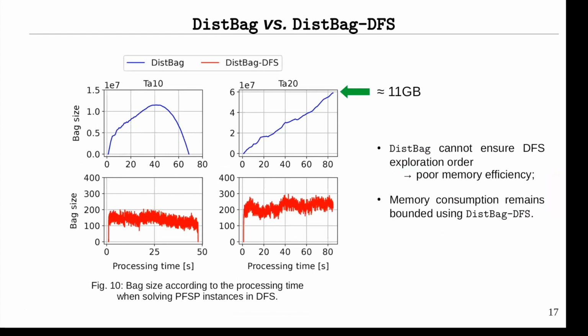First of all, you can see in this figure the bag size according to the processing time, solving PFSP instances. Using the DISTBAG data structure, we can see that the bag can contain up to millions of nodes at a time. Especially in this case, we stored up to 11 gigabytes of memory, which is huge. While using DISTBAG DFS, the memory consumption remains bounded over time. This demonstrates the suitability of our revisit in the DFS context.